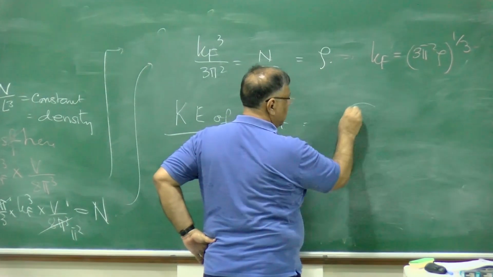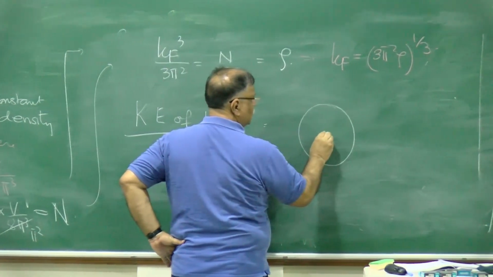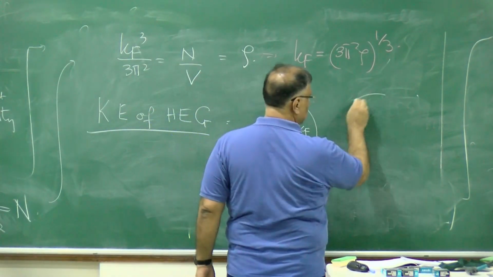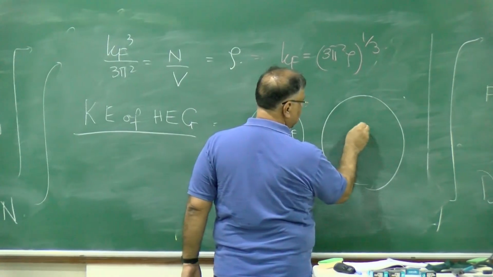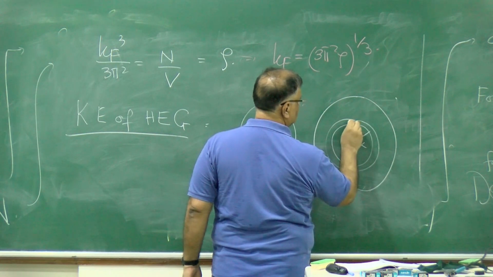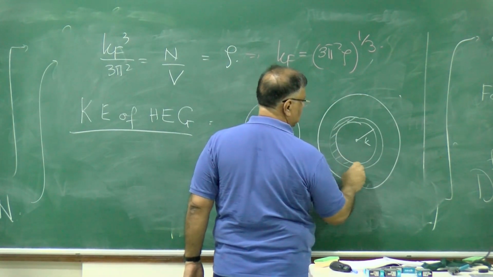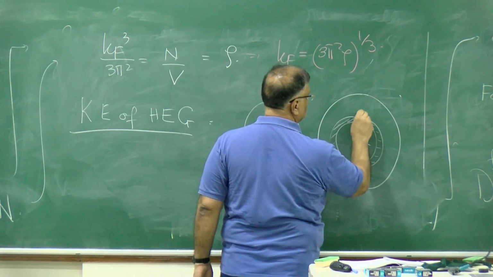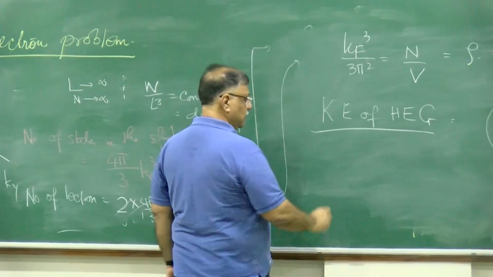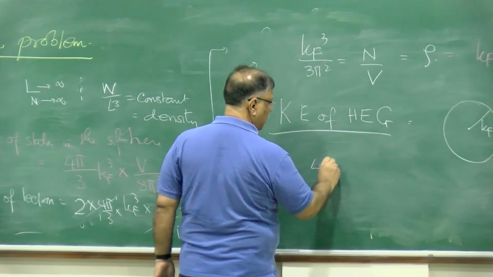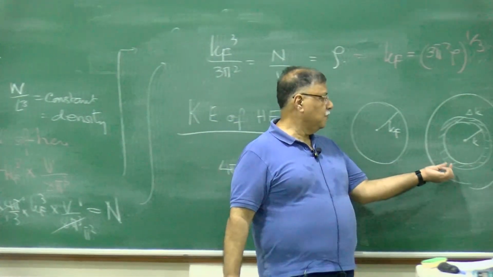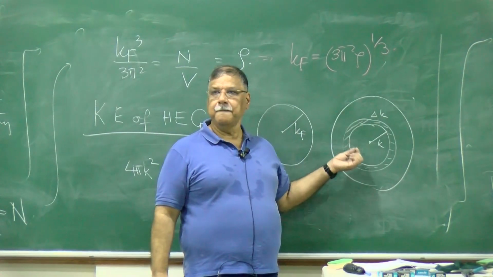So let's see. I'll take the sphere which is filled up to kF. I'm telling you all the tricks of doing it. So up to kF, I'll take a sphere inside of radius k and fill it up to delta k. Then the volume of that is 4 pi k square, which is the area, times delta k. Is that okay?